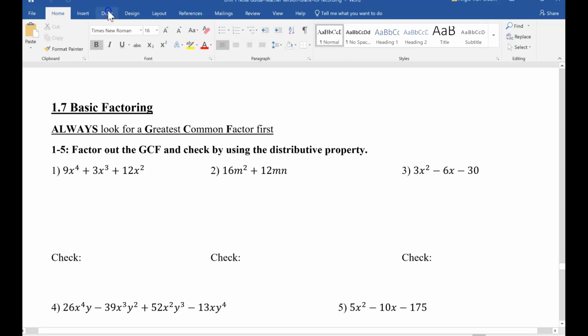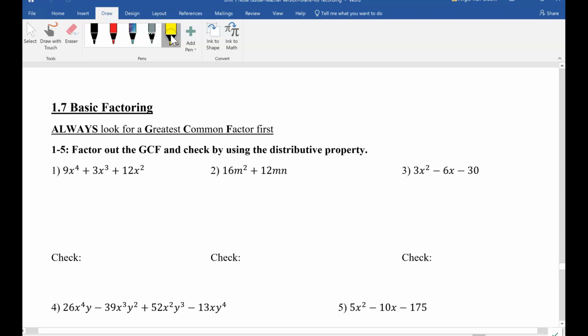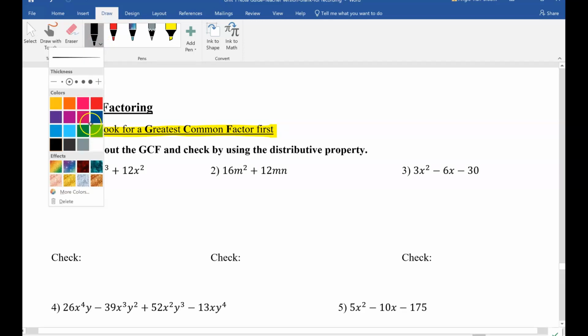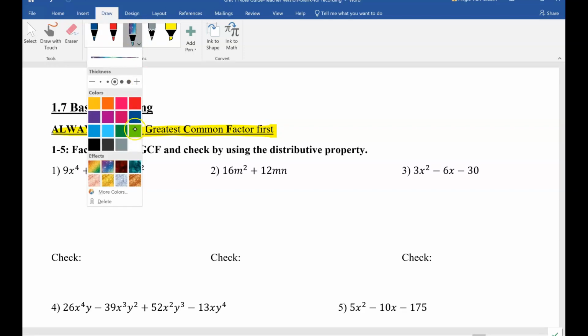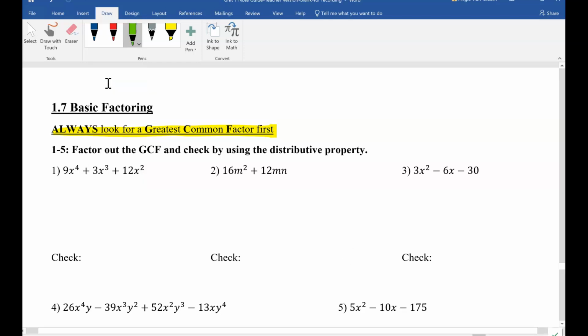The hint is when you're factoring, you always should look for the greatest common factor. Okay? So examples 1 to 5, factor out the GCF, which stands for greatest common factor, and check by using the distributive property, meaning that you're going to want to multiply it back. So let's go.